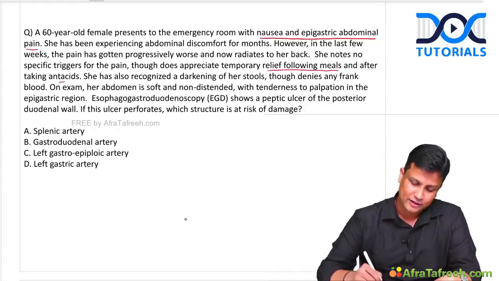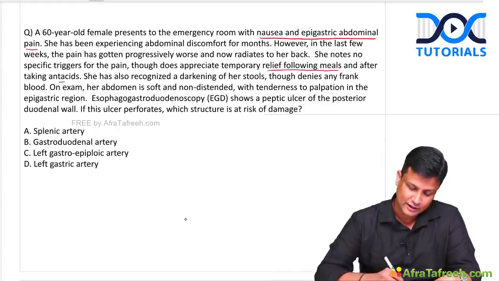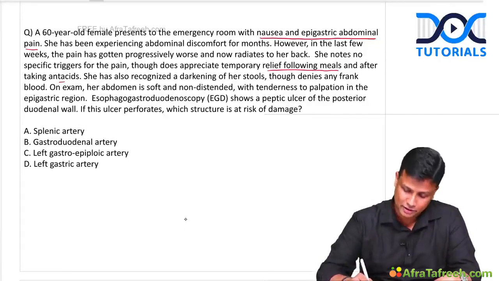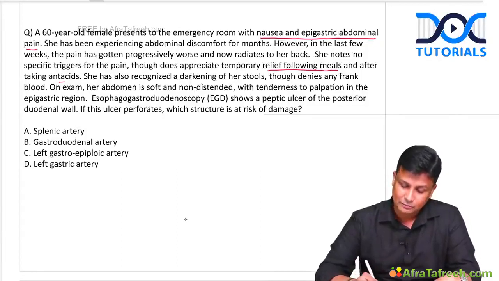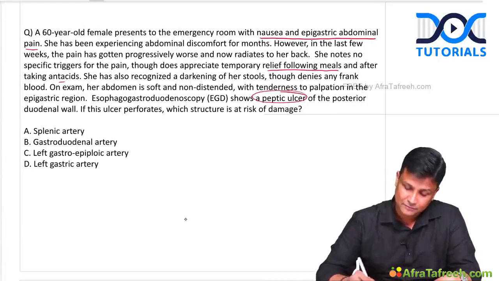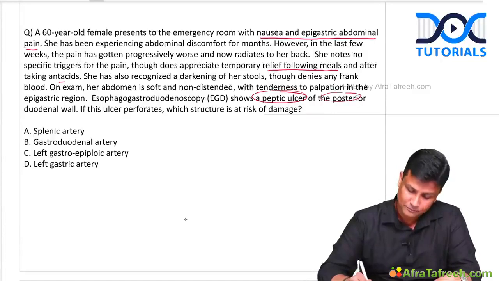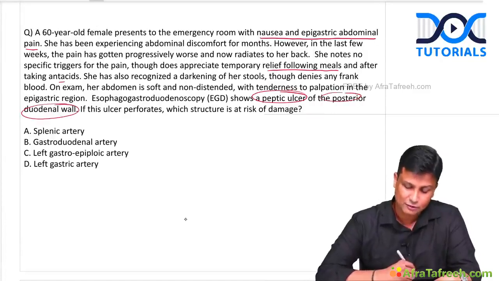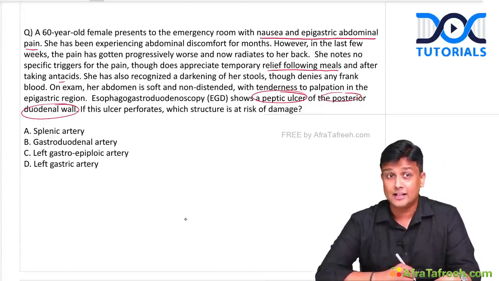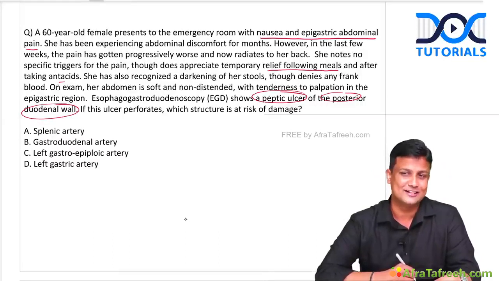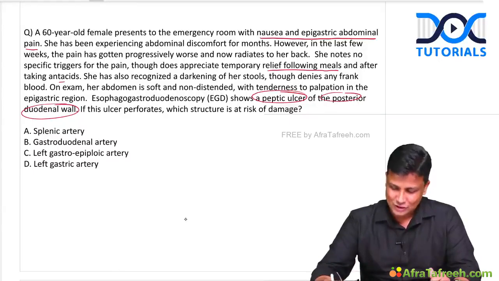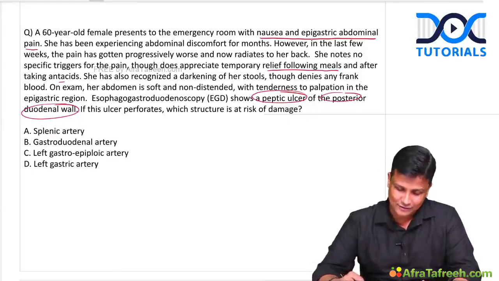She also has darkening of her stools, but denies frank blood. On examination, her abdomen is soft and non-distended, tender to palpation in the epigastric region. Finally, we have found that there is a peptic ulcer of the posterior abdominal wall. If this ulcer perforates, which structure is at risk of damage? Which artery will be at risk of damage?